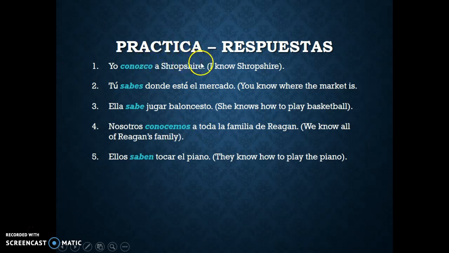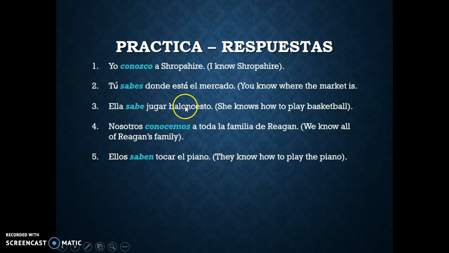Yo conozco a Shropshire. I know him. I know Demario Shropshire personally. I've taught him. This is my 2nd year teaching him. Now, I may not know every personal thing about his life, but I am familiar with him, acquainted with him. Tú sabes dónde está el mercado. You know where the market is. We use sabes because it's a fact or information.